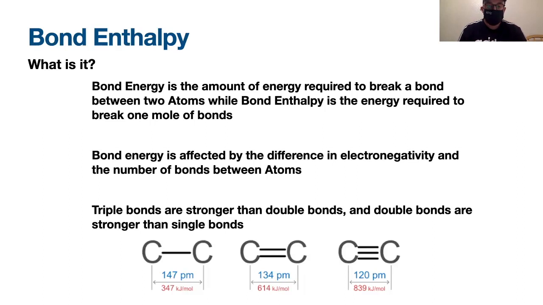The first one only takes about 347 kilojoules per mole to break apart. The middle one takes 614, and then the third one takes 839. So we see that there's this growth, depending on how many bonds there are, and that is standard throughout all of the different atoms and elements that we will come across.